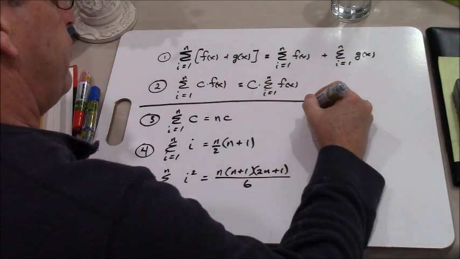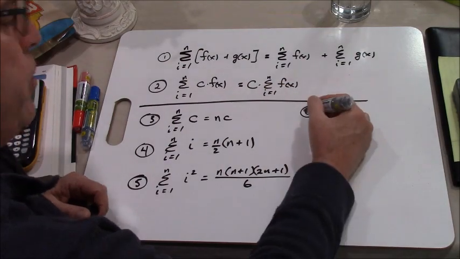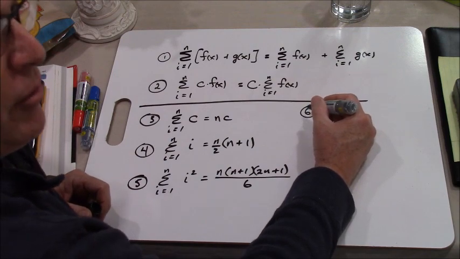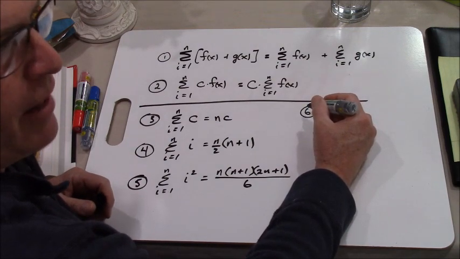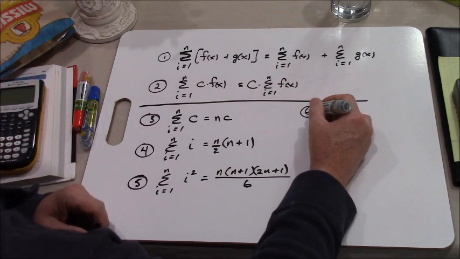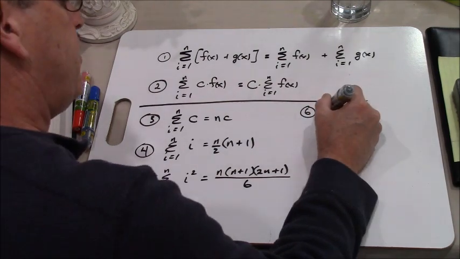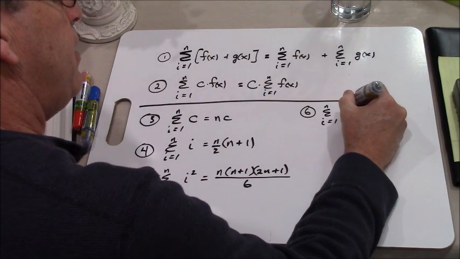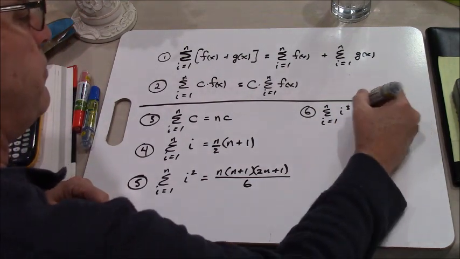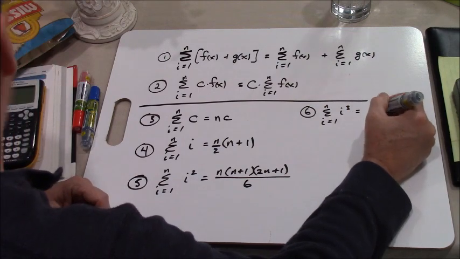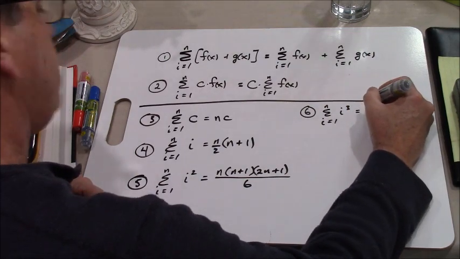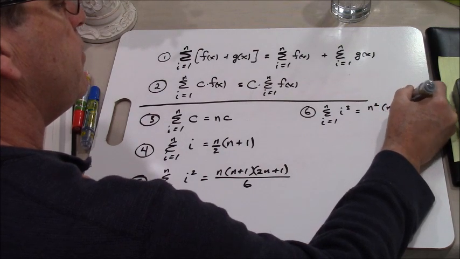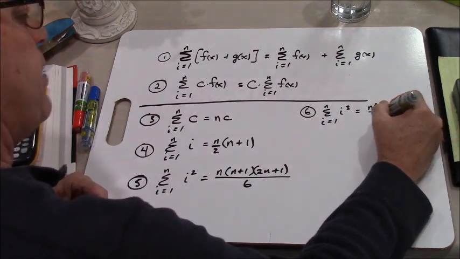All right, our next formula. So we're going to go up as far as i to the 5th power. There are formulas for things beyond that, but that's as far as we need to go. So if I had the summation for i equals 1 to n of i cubed, the formula for that is n squared times n plus 1 squared divided by 4.